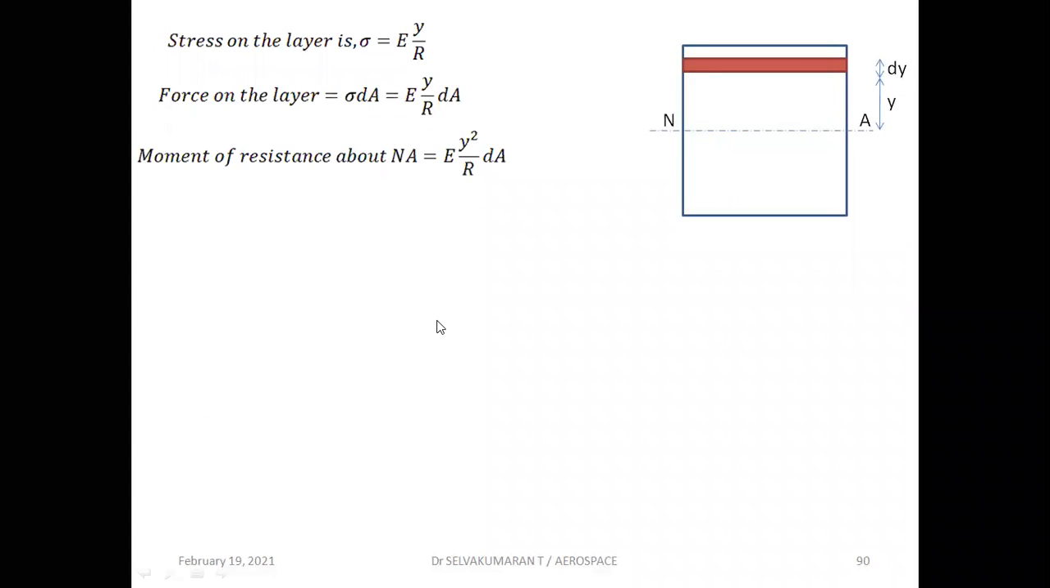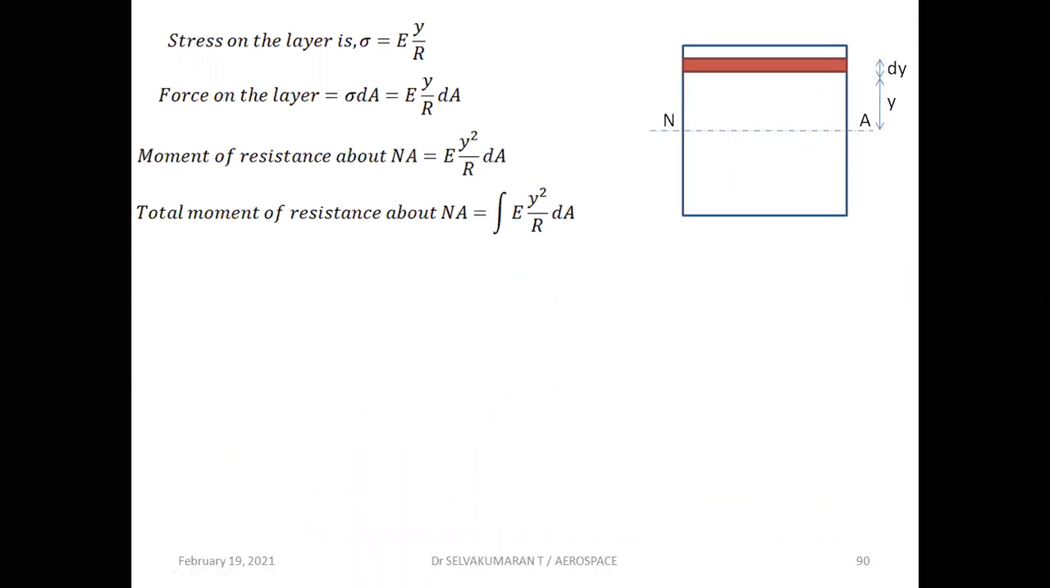How will you calculate the moment for this? Moment is nothing but force into distance. This is the force acting on this small strip. This force into y, you'll get E into y squared by R into dA. This is the moment of resistance offered by the strip about the neutral axis. This is nothing but the moment of resistance offered by the material of the beam, which is the internal resistance to the external loading or externally applied bending moment.